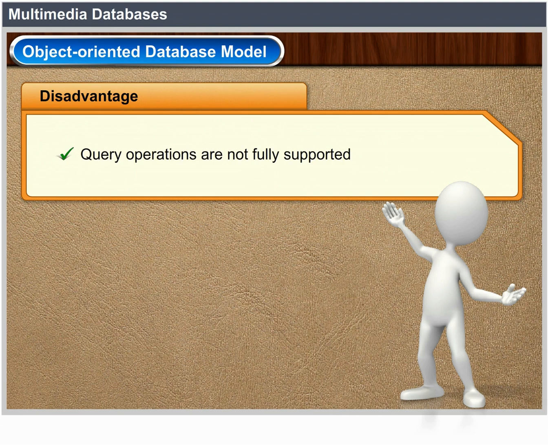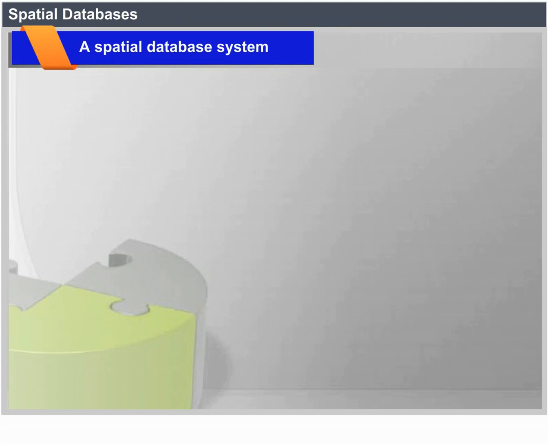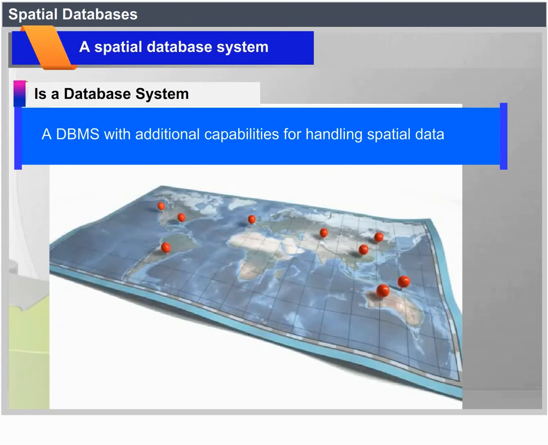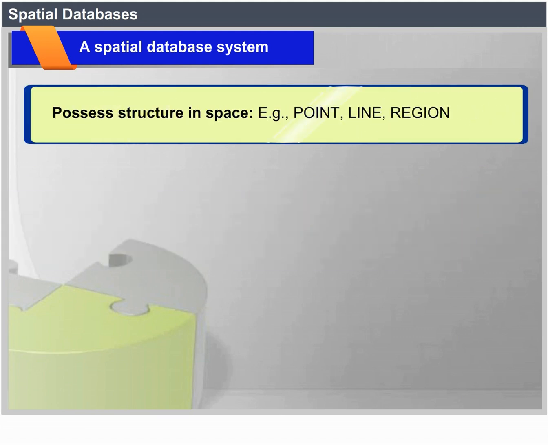Spatial database. A spatial database system is a database system, a DBMS, with additional capabilities for handling spatial data. It offers spatial data types, SDTs, in its data model and query language. Structure in space, for example, point, line, region. Relationships among them, for example, L intersects R.